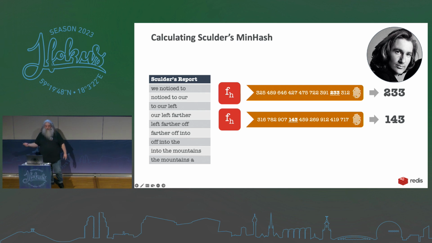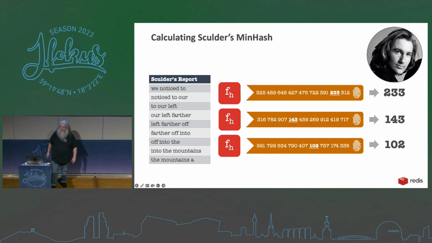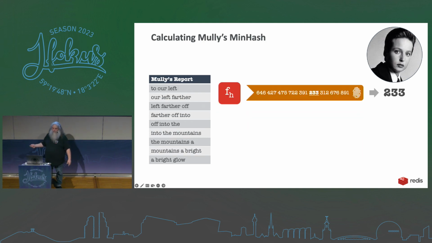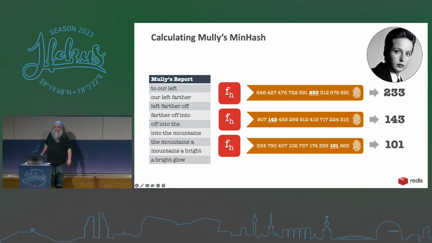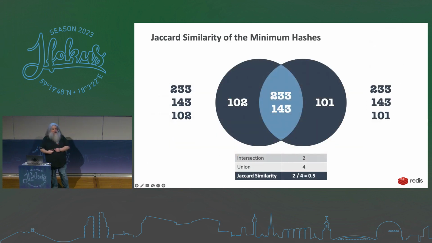We do the same with another hashing function and another hashing function, and this gives us a set of numbers that is like a fingerprint for that document: 233, 143, and 102. We can do the same thing for Molly's and get different numbers, and then we can take those sets of numbers and do the Jaccard similarity on those. This allows us to get a nice compact signature on a document. You'd probably use more than three hashing functions.